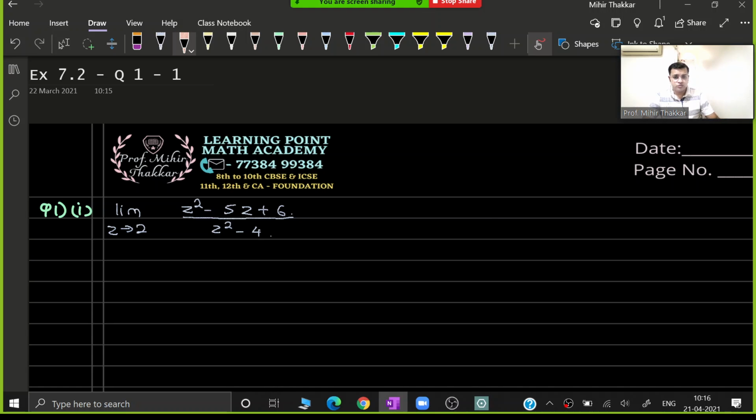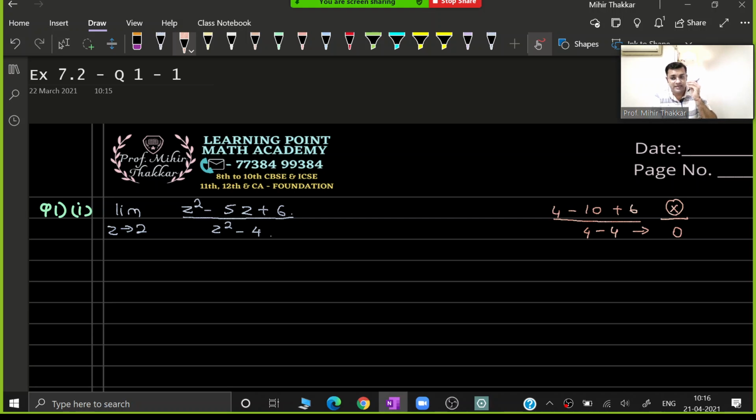So I will get 2 square, 4, minus 5 into 2, that is 10, plus 6, divided by 2 square, that is 4, minus 4. Now I don't have to worry about the numerator. Whatever happens over there, let it happen. I have to just be conscious about my denominator. This is becoming 0. Because the denominator is becoming 0, therefore you have to definitely go and factorize it.